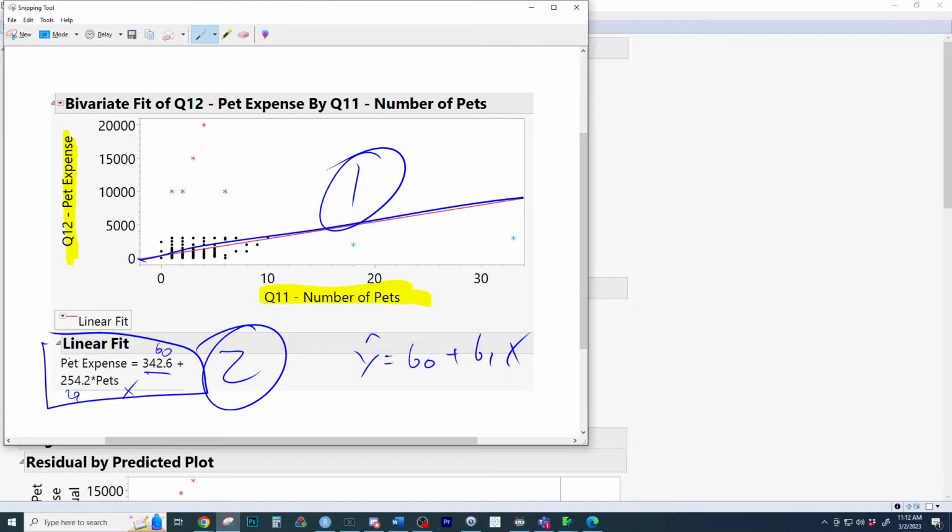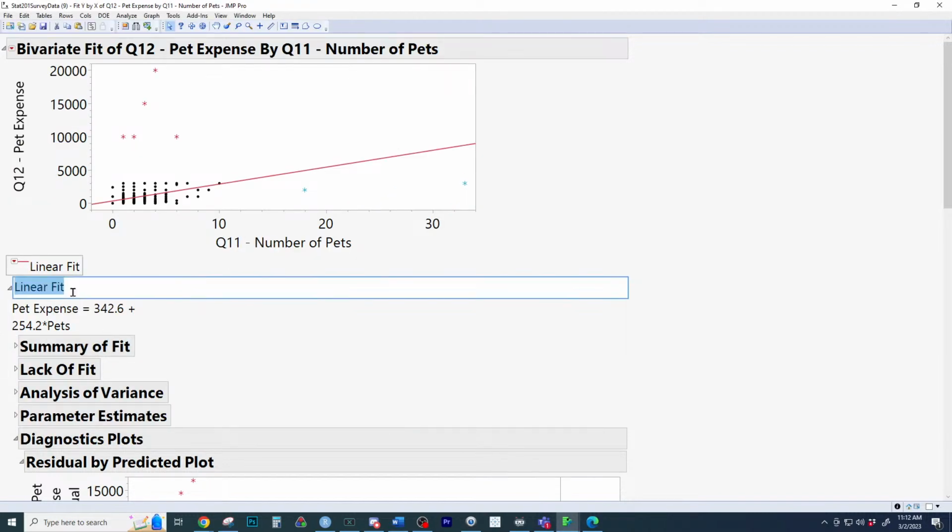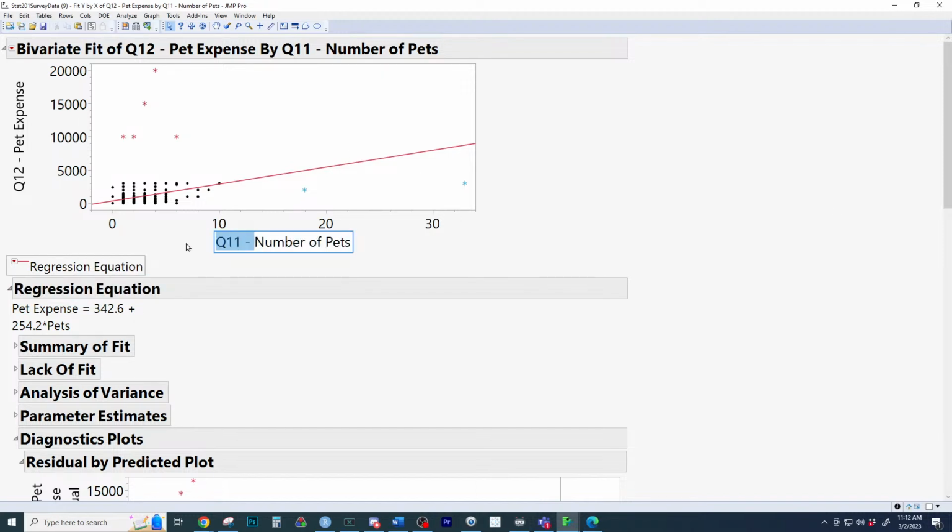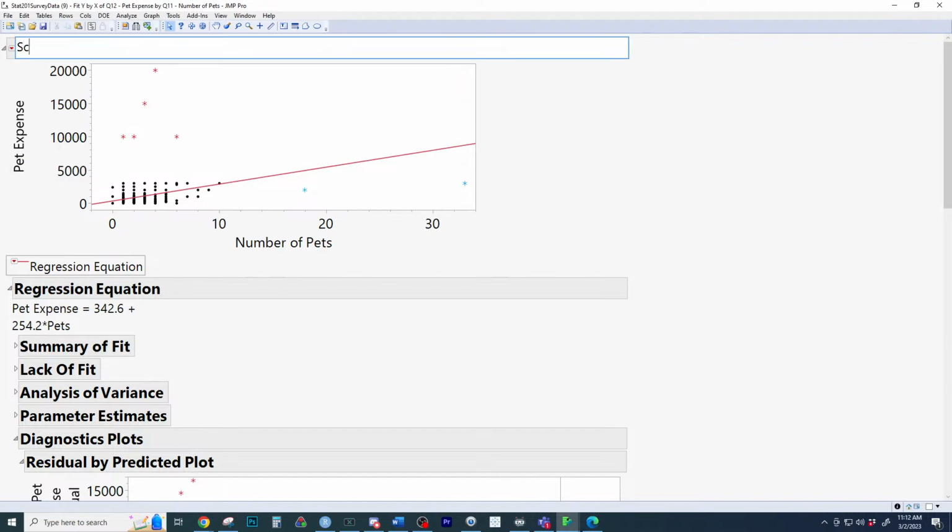So knowing that this is the linear fit, which is the regression equation, you could always do things like this to make it make more sense if you want. Regression equation, and you can edit pretty much anything. That's why JMP is pretty cool. Just making your output look nice and neat. And scatter plot of pet expense by number of pets owned. We want to make things look nice and neat right here. That's part of our goal.